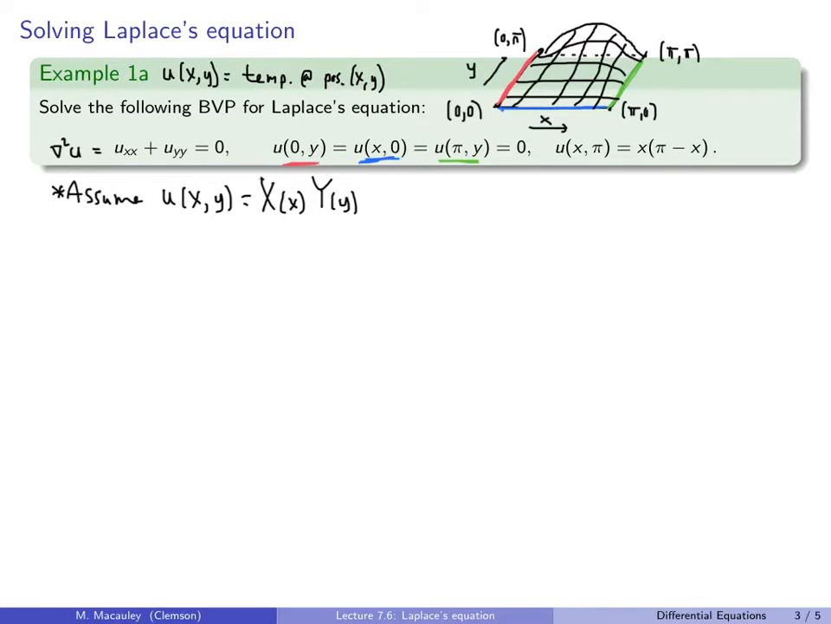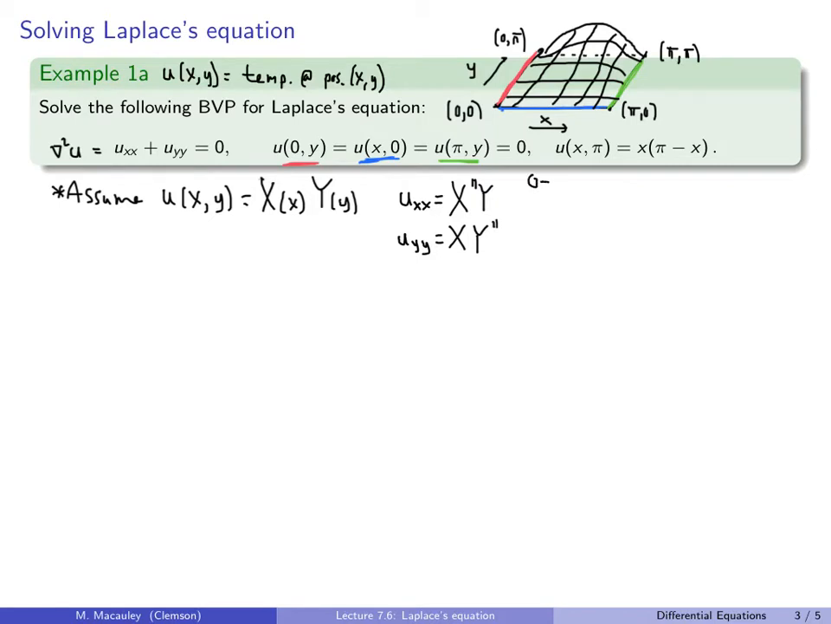Okay, so let's take two partial derivatives, because again, we're going to plug these things back into here. So notice that u xx equals X double prime Y, and u yy equals X Y double prime. And lastly, we don't have to do this now, but remember, I always like to take my zero boundary conditions and plug those in and get a boundary condition for later. So let's do that.